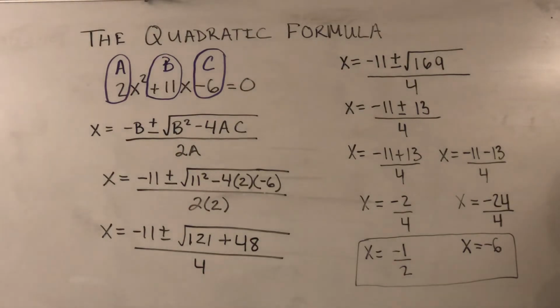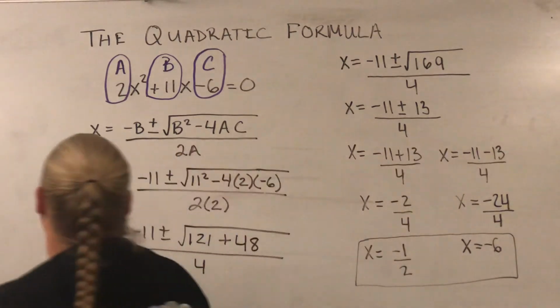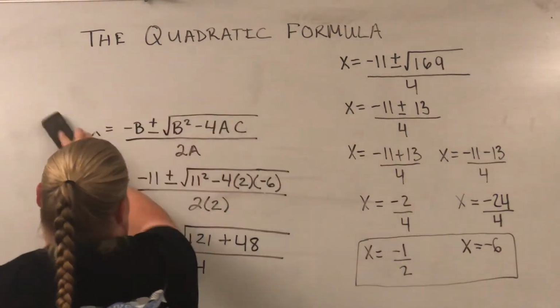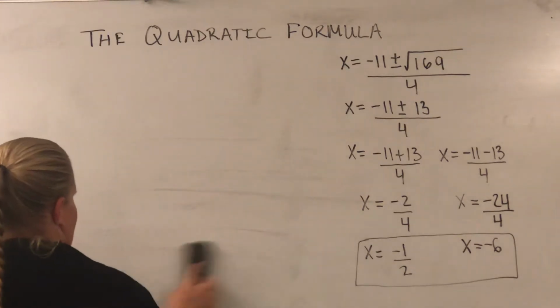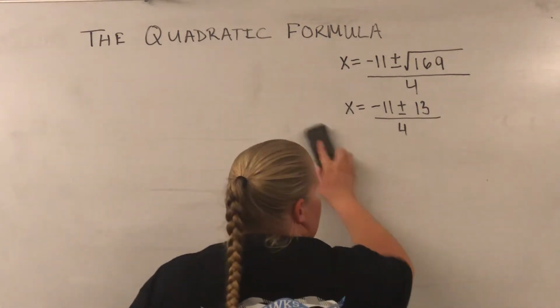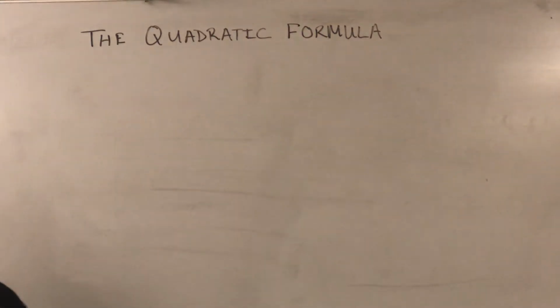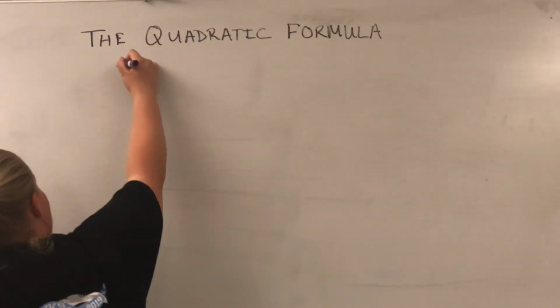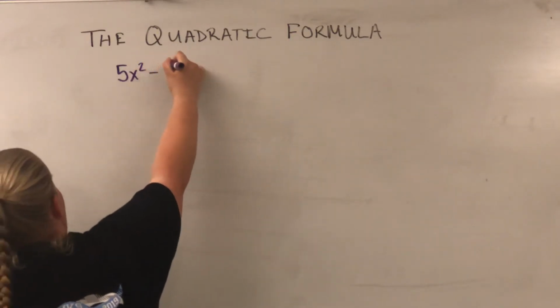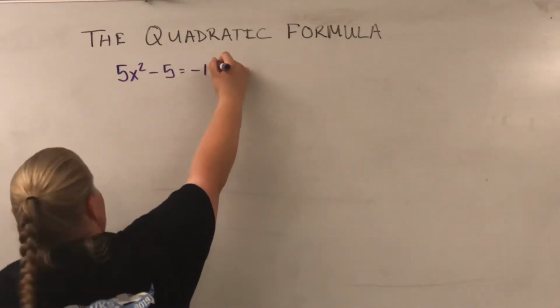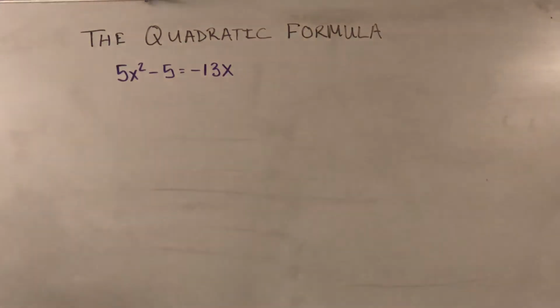We're going to move on to our third and final example of how to use the quadratic formula, and that would be a different looking equation than what we've seen previously. Okay. I'm going to go ahead and change colors because my marker's dying. Our last example is going to be 5x squared minus 5 equals negative 13x.